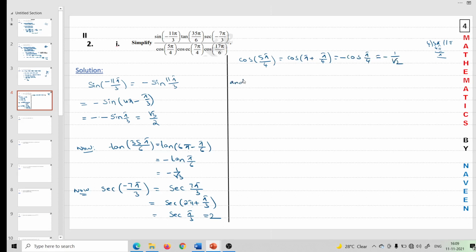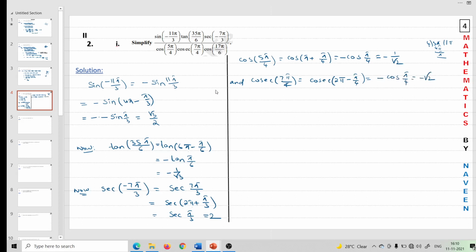And one more thing, this one. Cosecant of 7 pi by 4 is equals to cosecant of, I am writing it as 7, 4 table, that is 8. That is 2 pi minus pi by 4. Is it correct? 8 pi minus pi, 7 pi by 4. 2 pi minus theta, fourth quadrant. In fourth quadrant, cosecant values are negative. So that is minus cosec pi by 4, is minus root 2.